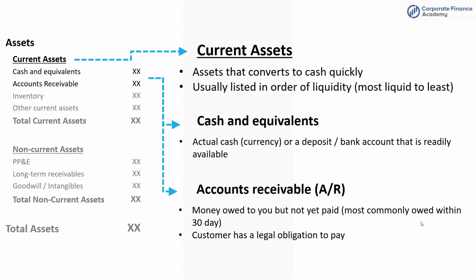Next is accounts receivable. This is money that is owed to you, legally owed to you, but it's just not yet paid. Many companies give terms of approximately 30 days. That's very common. So they'll give the service or the good, and then they'll expect payment within 30 days. That would be accounts receivable. And again, the customer has a legal obligation to pay.